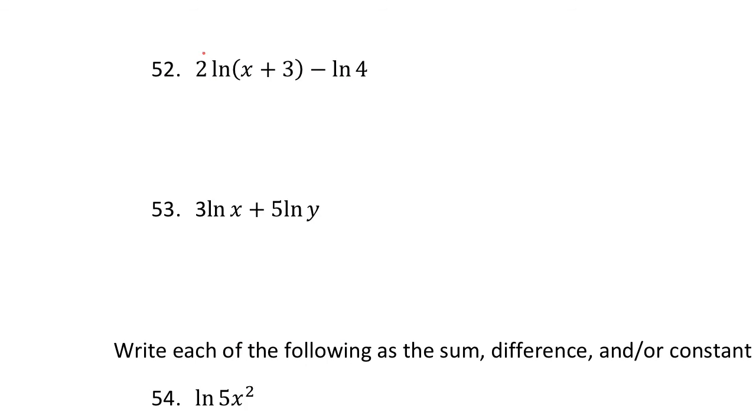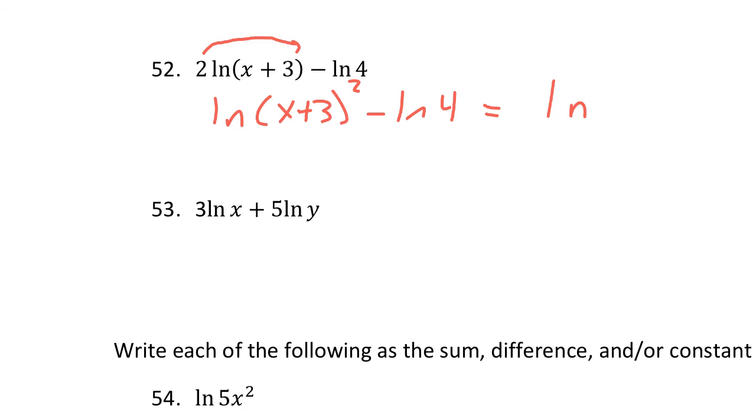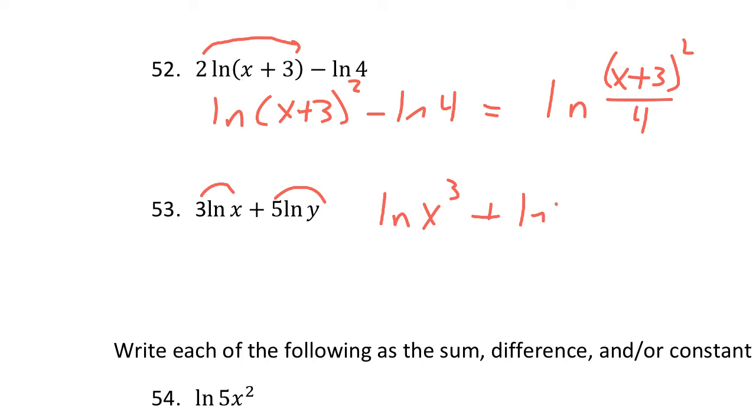Okay, so what we can do is we can put the 2 back up on top, call it the natural log of x plus 3 squared minus the natural log of 4, and then make it a single logarithm by writing it as the natural log of x plus 3 squared divided by 4. We may put the 3 up and the 5 up, so it would be the natural log of x to the 3rd plus the natural log of y to the 5th, and then we may put them together into a single logarithm, the natural log of x to the 3rd times y to the 5th.